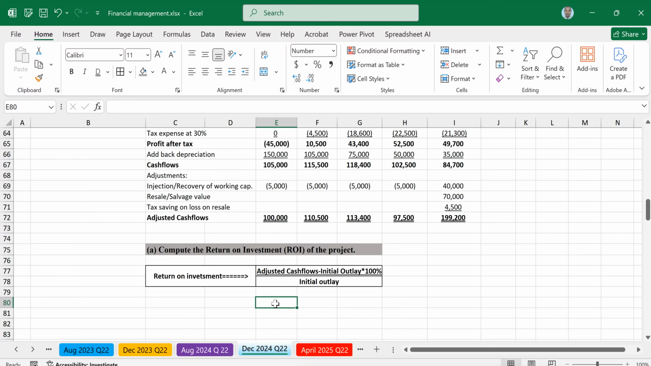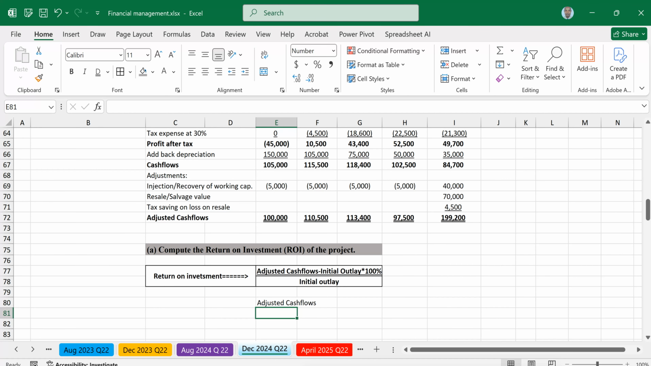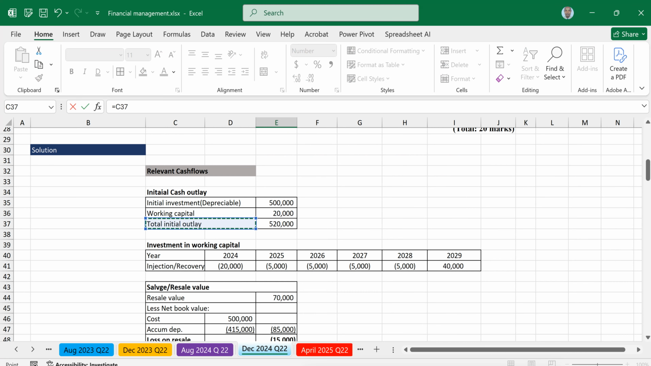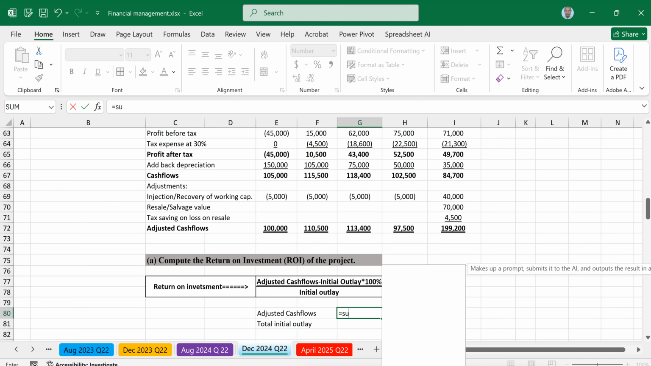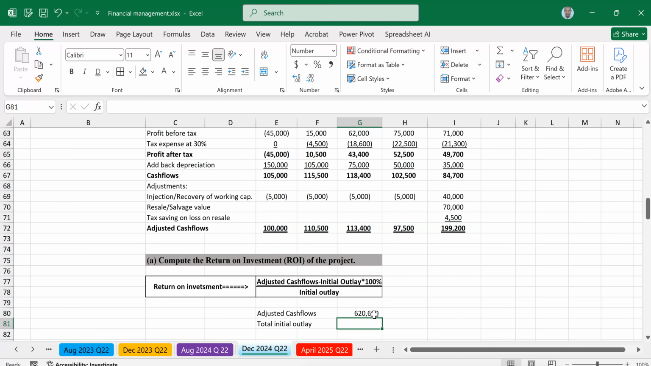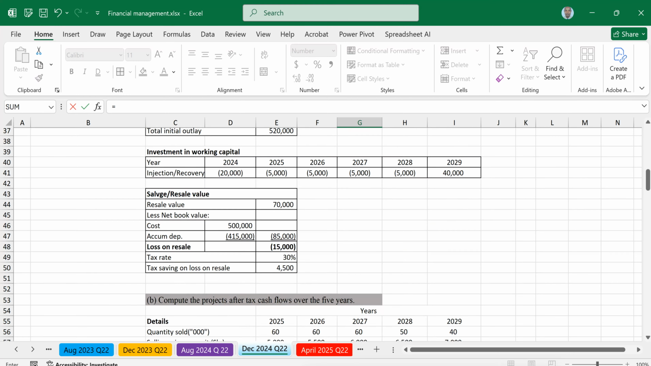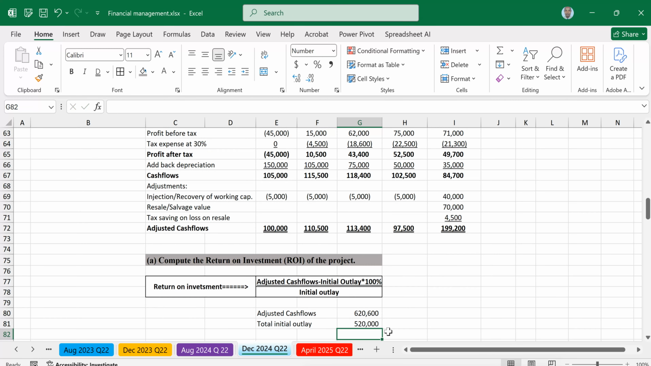Now adjusted cash flows, then initial outlay is at the top. So initial outlay is here, total initial outlay. Adjusted cash flows will be the summation of all this, the adjusted cash flows. Sum. Then initial outlay is 520.